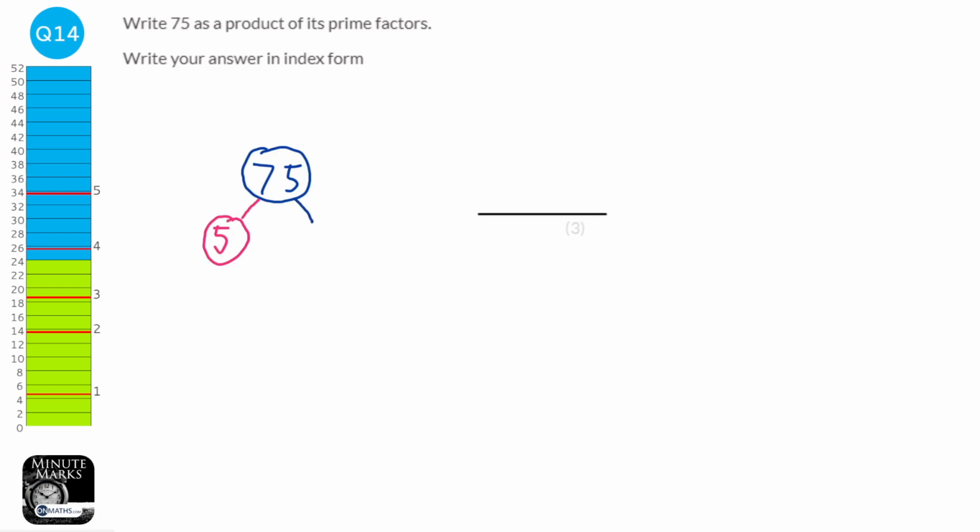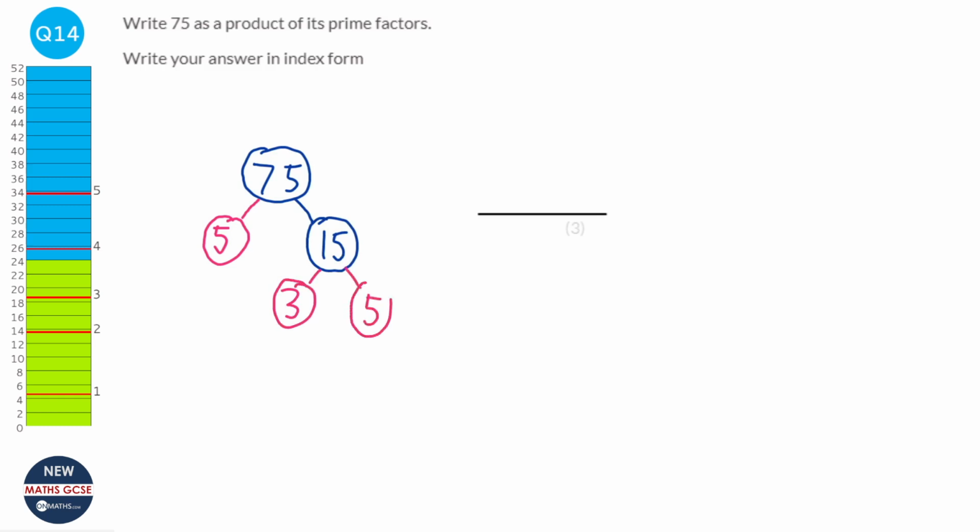It doesn't always have to be the smallest that I pick. So 5 times what is 75? Well, 5 times 15 is 75. And then to make 15, we're going to do 3 times 5. And the reason why I've done some of these bubbles in red is that those are the prime factors, which means they can go to 1 and 5, but if you do 1 and 5 you'll be there all day. So we always stop when we do the prime numbers.